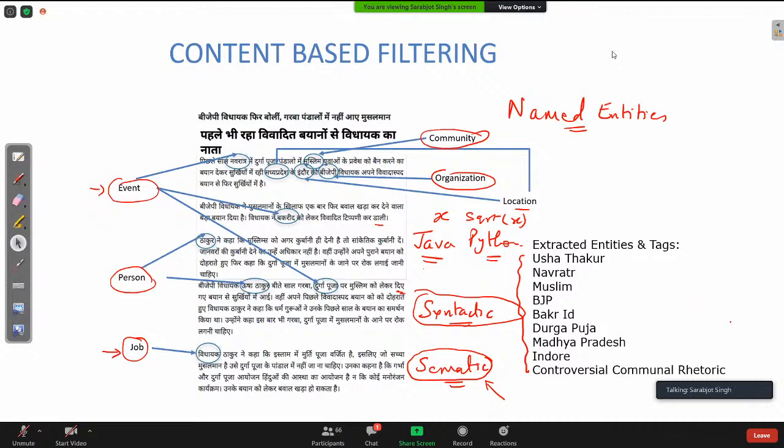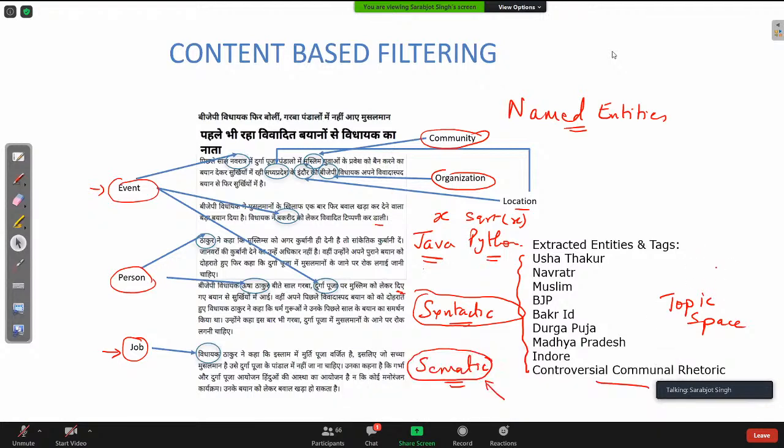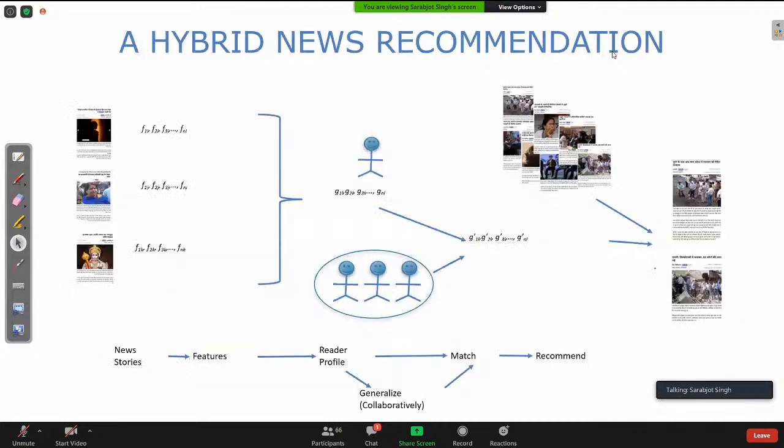And one of those topics may be controversial communal rhetoric, right? And so by identifying these topics automatically, we can now represent articles not just based on the words, but also at this topic level and compare them. So what we typically do when we create these news recommenders is that we take each article and we extract features, right? So this is what we call feature extraction, which is a representation of what is called unstructured data, which is the text.